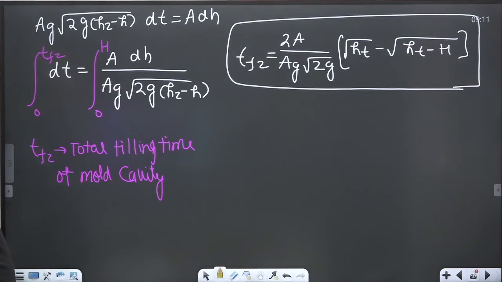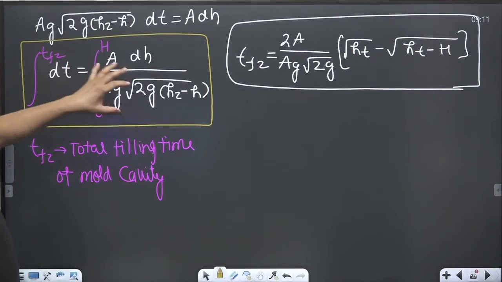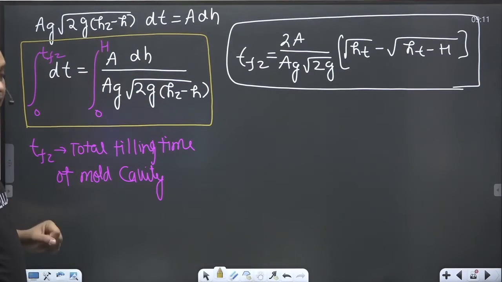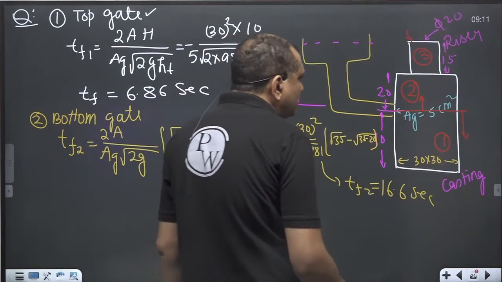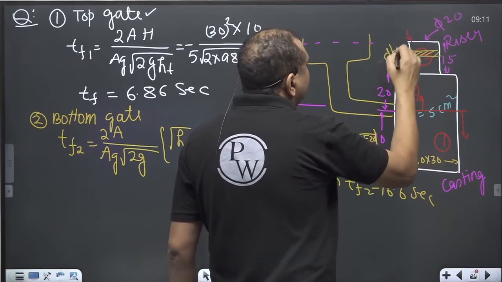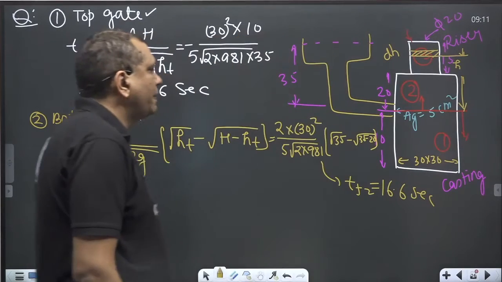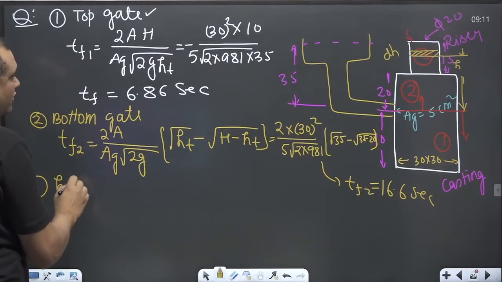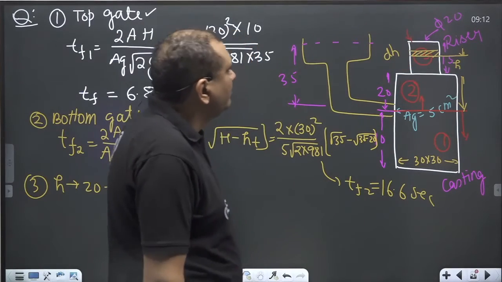I told you why these proofs are important. So that is a way to calculate the time, even if there is a variable cross-section area. Now here, I want to calculate the time to fill the riser. Let us say this is dH at a distance h. So h will vary from 20 to 35, correct? Because the cross section area is same from 20 to 35.